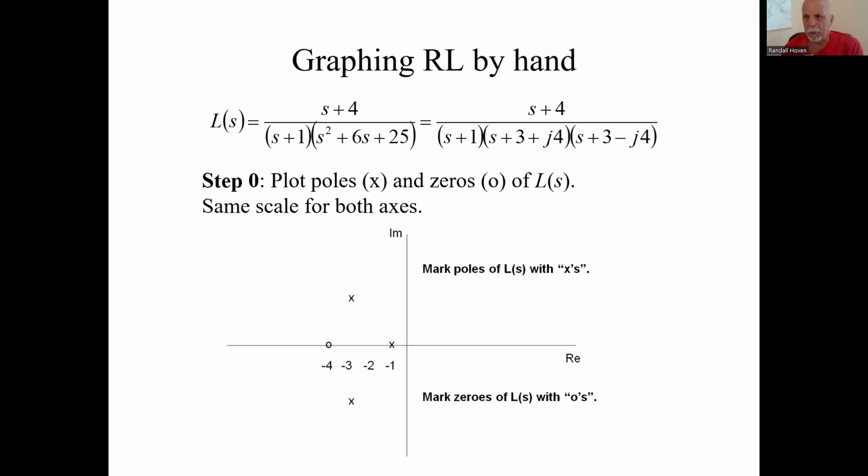We're doing root locus by hand, and we already went through step 0 and rules 1 through 3. I'll quickly review that. For this example, step 0 was just plotting the poles and zeros of this L. And here they are for this example.